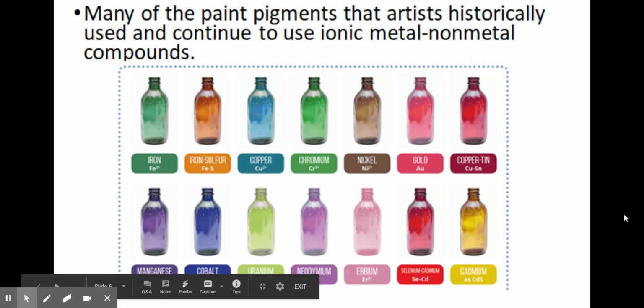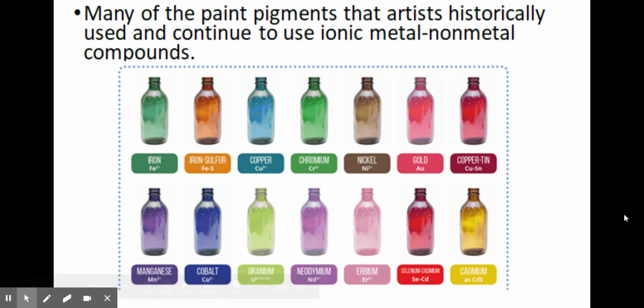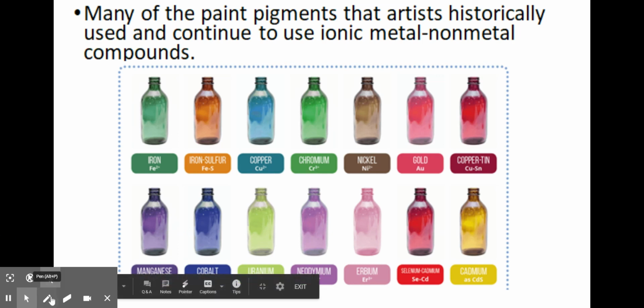Many of the paint pigments that artists historically used and continue to use have those ionic metal to non-metal compounds. Okay, again, just another representation of how they color these different glass bottles. So let's do some practice.